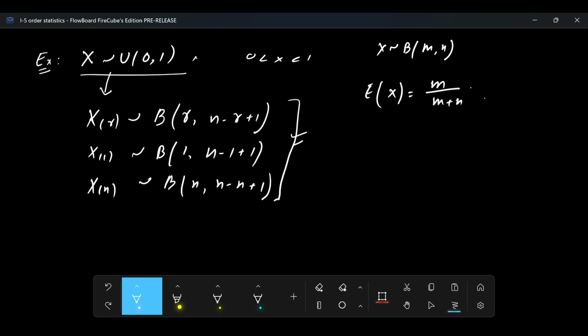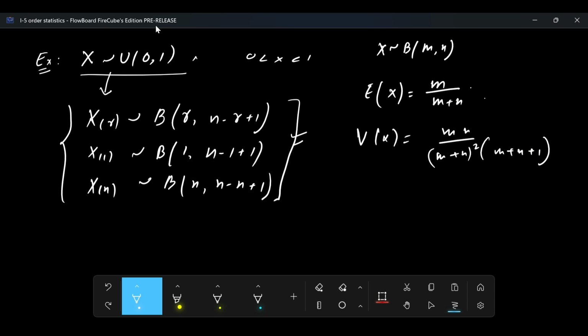Variance of x will be mn upon (m plus n) whole square into (m plus n plus 1). Right? When x follows beta(m, n), expectation of x is m upon m plus n, and variance of x is mn upon (m plus n) whole square (m plus n plus 1). Clear? So when x follows uniform 0 comma 1, you have to remember these three.